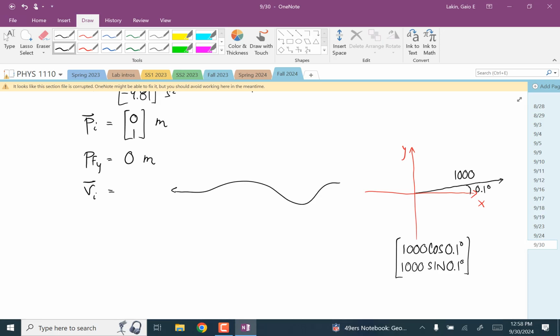And what you get here for the velocity components are, for the x component, 999.998. Okay, so very, very close to just a horizontal 1,000. And then the y component is 1.74.